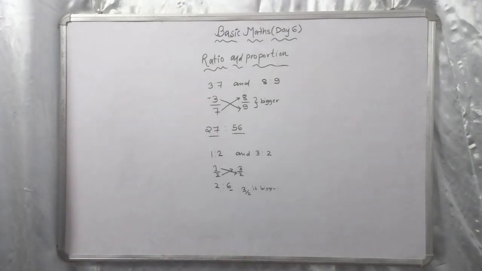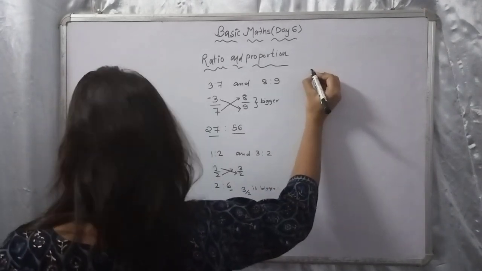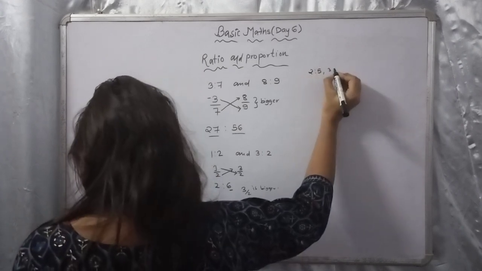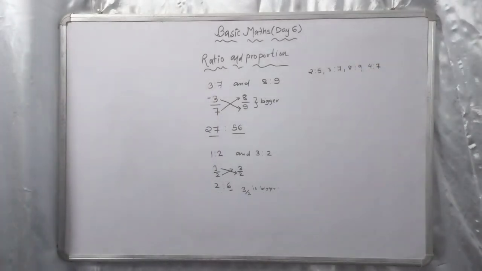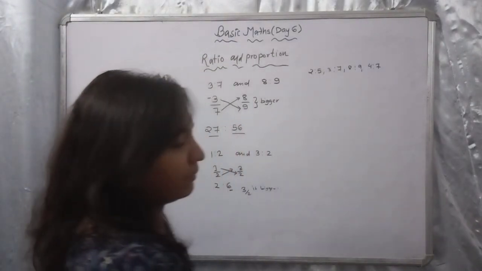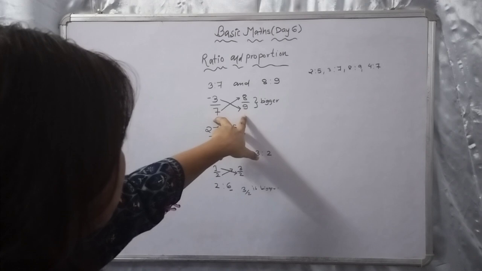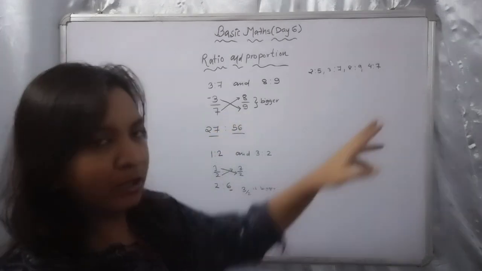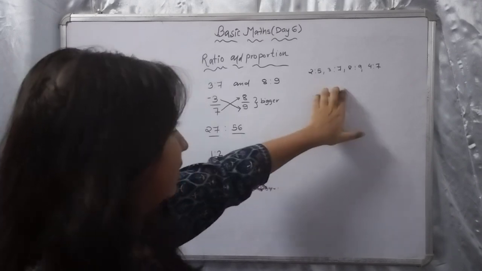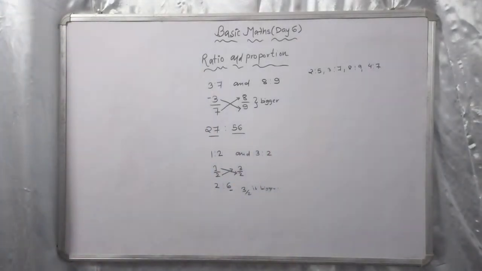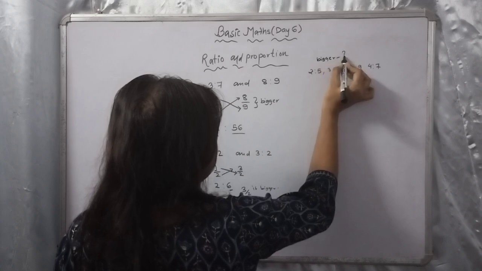So this is how we do this to find out which is bigger. But a problem arises when we are told to find out which one is biggest. For example, 2:5, 3:7, 8:9, and 4:7. In this case, cross multiplication might be difficult. Why? Because when you multiply, within 2 cross multiplications you get this big number. When you multiply 4, then the number gets larger and larger. So this process is not applicable for these big numbers where you need to find out which one is biggest.